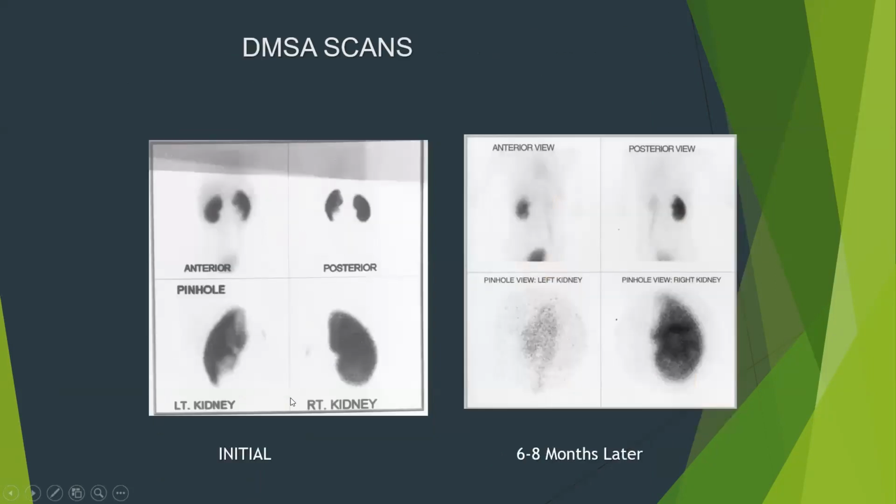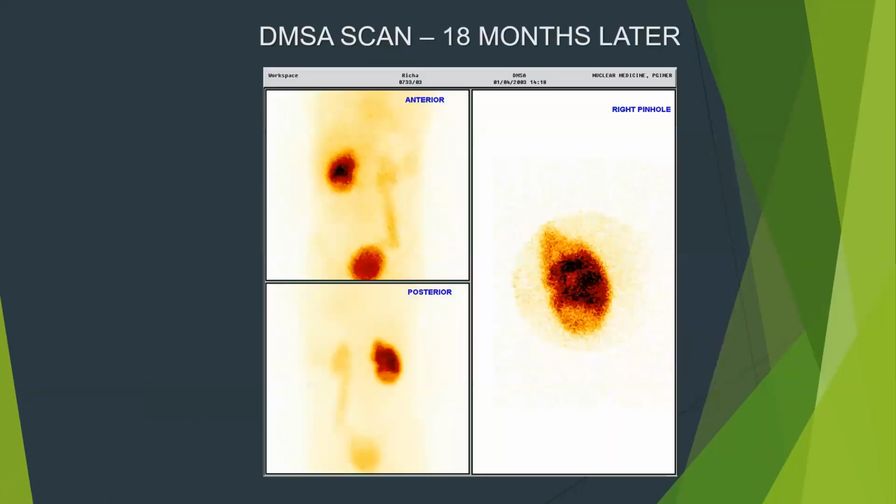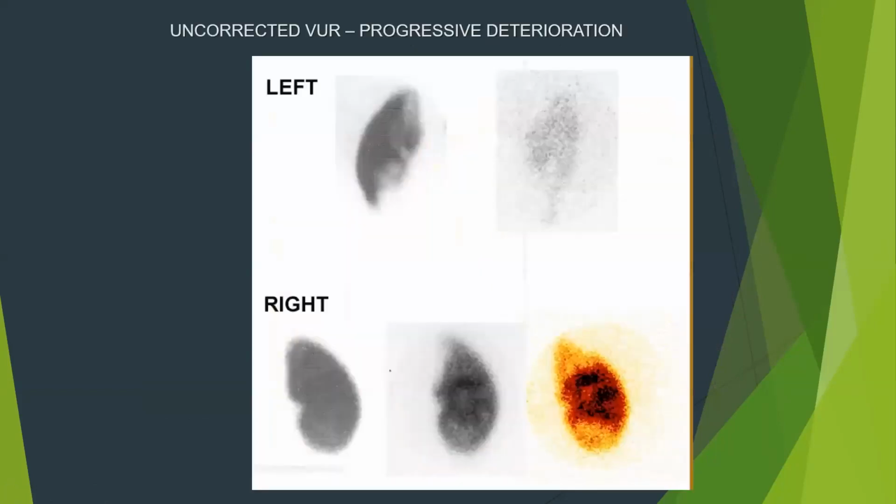And then this is how this patient has progressed. In the initial phases, we can see cold defects, which are small in size, and 6 to 8 months later, this kidney has deteriorated. And after 18 months, we can see significant reduction in the perfusion and the cortical uptake, and there are multiple defects in the kidney because this was an uncorrected VUR and the kidney progressively deteriorated.